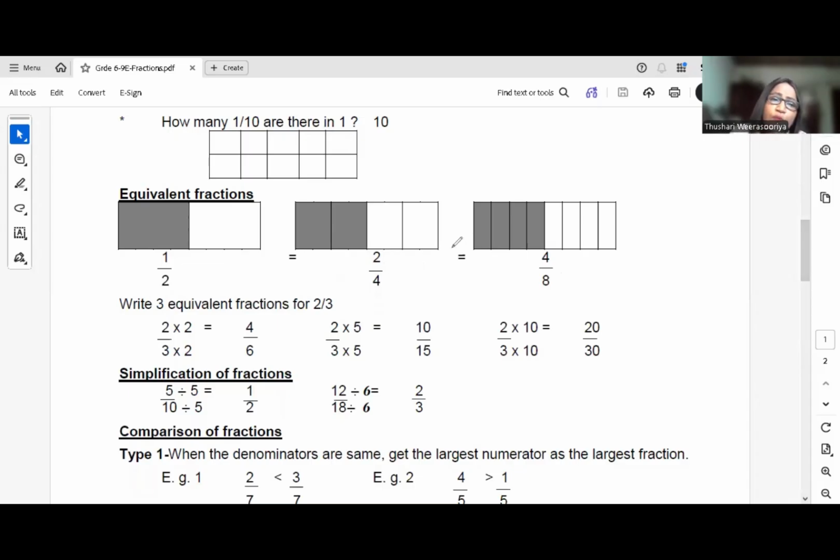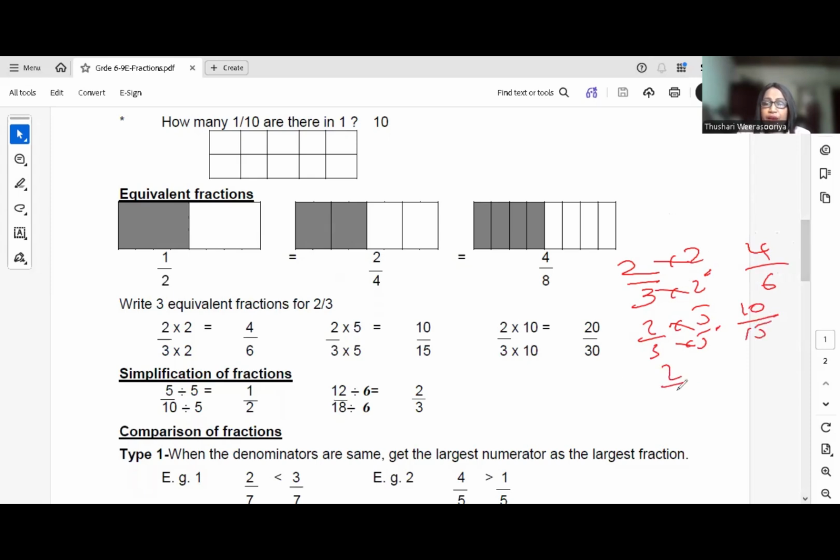Right. Now tell me how many equivalent fractions we can write for one fraction. Now let's write 3 equivalent fractions for 2 over 3. 2 over 3. How many equivalent fractions can we write? Right? Unlimited. We can multiply by any number. First one, I can multiply this by 2. That is 4 over 6. I can multiply this by 5. That is 10 over 15.